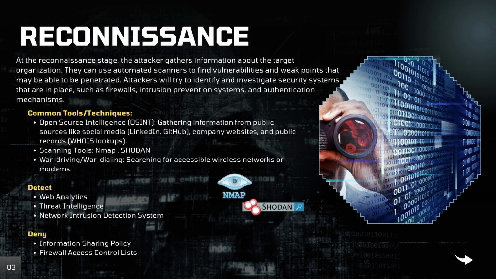The common tools and techniques here involve open source intelligence, or OSINT, which is gathering data from public sources like LinkedIn, GitHub, or WHOIS lookups. They also use scanning tools like Nmap to map your network or Shodan to find vulnerable internet-connected devices, and even techniques like war driving to search for accessible Wi-Fi. As a defender, you must detect these probes using threat intelligence and NIDS, and deny them by having a strict information sharing policy and strong firewall access control lists.